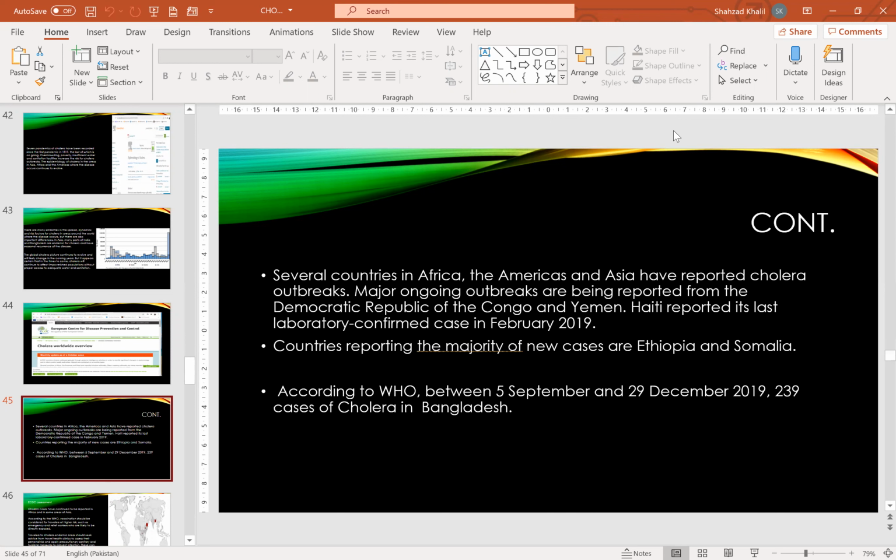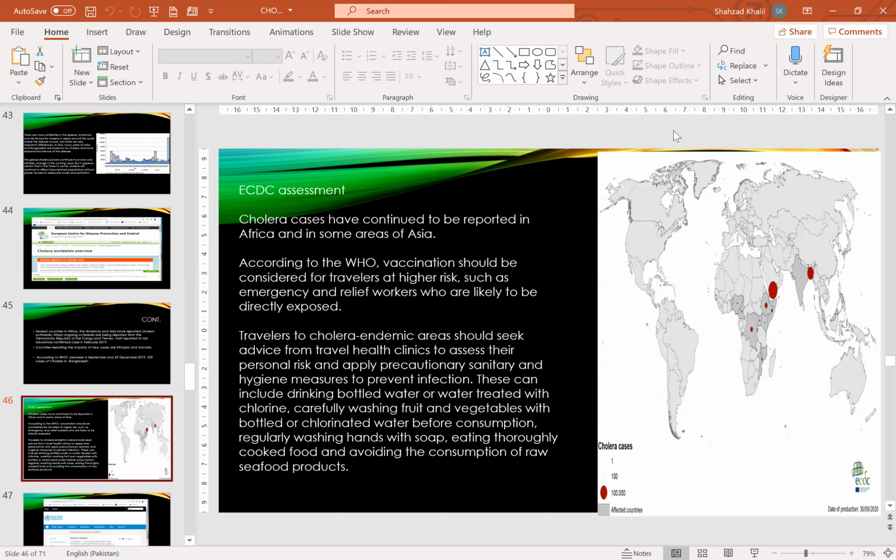Haiti reported its last laboratory confirmed case in February 2019. Countries reporting the majority of new cases are Ethiopia and Somalia. According to WHO, between 5th September and 29 December 2019, there were 239 cases of cholera in Bangladesh. According to ECDC's assessment, cholera cases have continued to be reported in Africa and some areas of Asia.